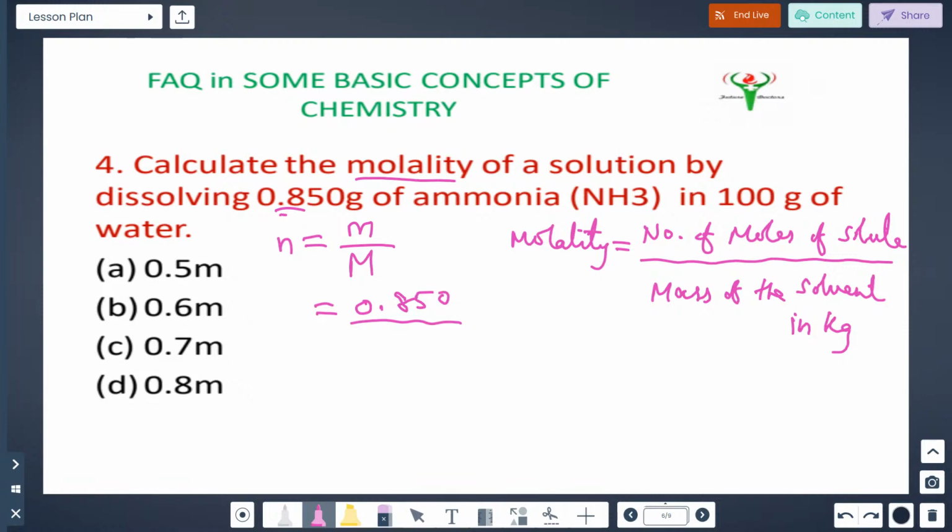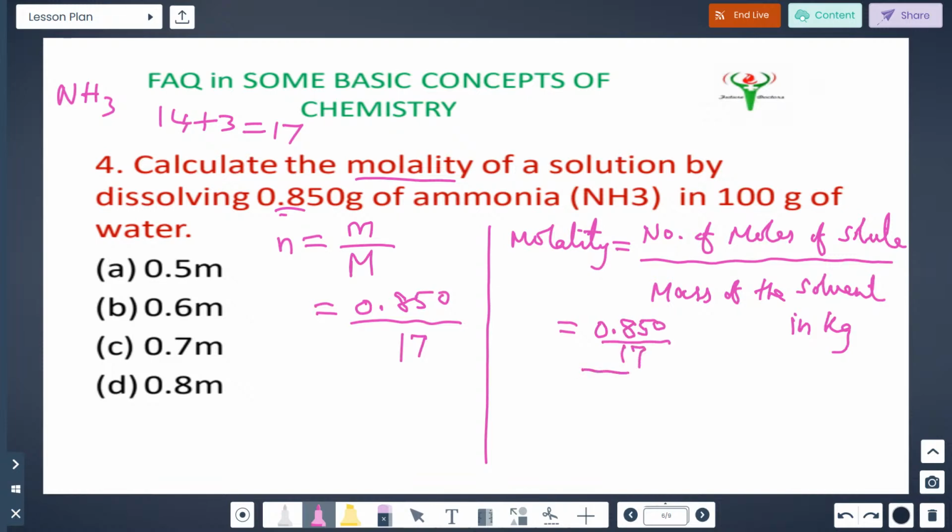Ammonia means NH3. For one nitrogen, 14 is the atomic mass, and for hydrogen it is 1. So 14 plus 3, totally 17. That 17 is the molar mass of ammonia. Put 17 here, then we can substitute. Now number of moles is 0.850 by 17.